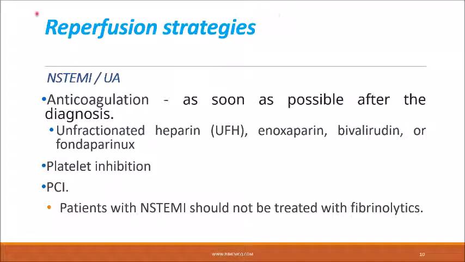The reperfusion strategies: 1. Anticoagulation as soon as possible after the diagnosis. You may use unfractionated heparin, enoxaparin, bivalirudin, or fondaparinux depending upon various circumstances. Second is platelet inhibition and percutaneous coronary intervention in selected patients. Remember, patients with non-STEMI should not be treated with fibrinolytics.